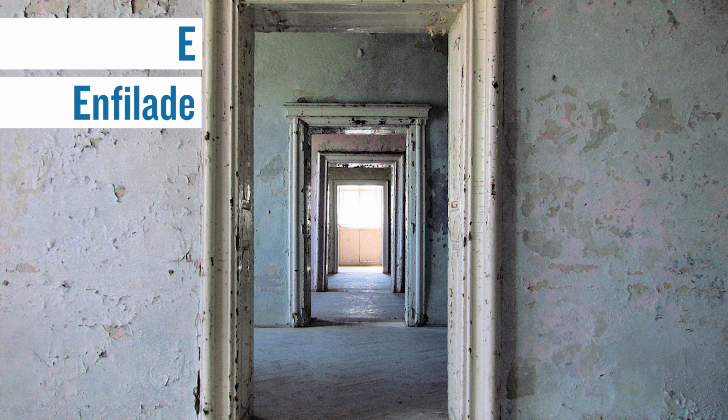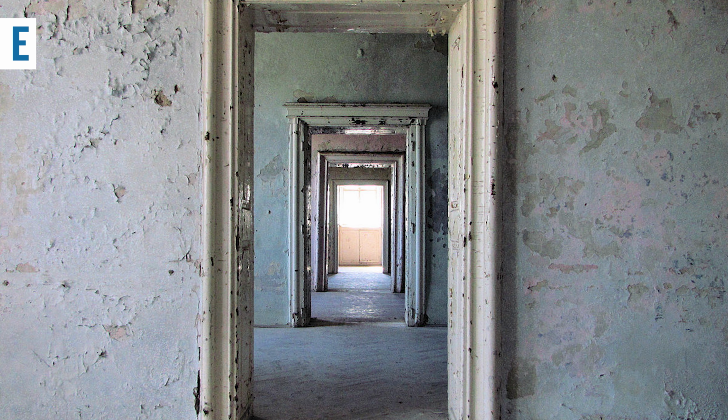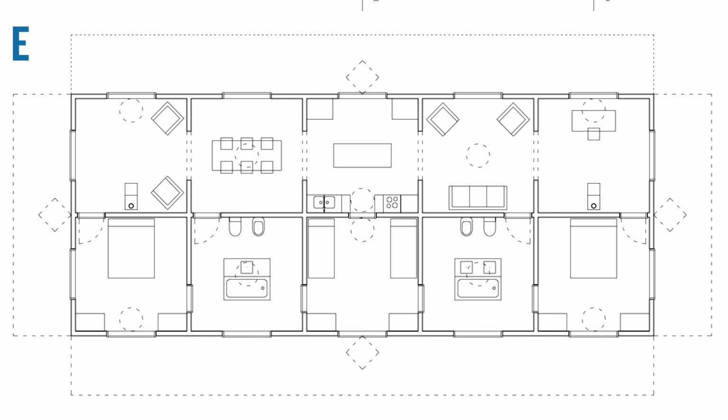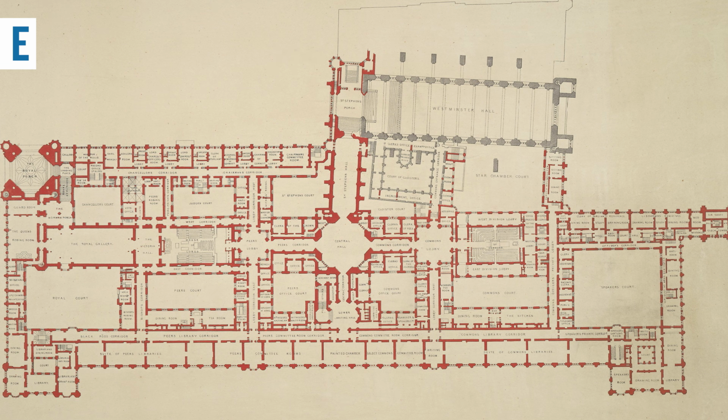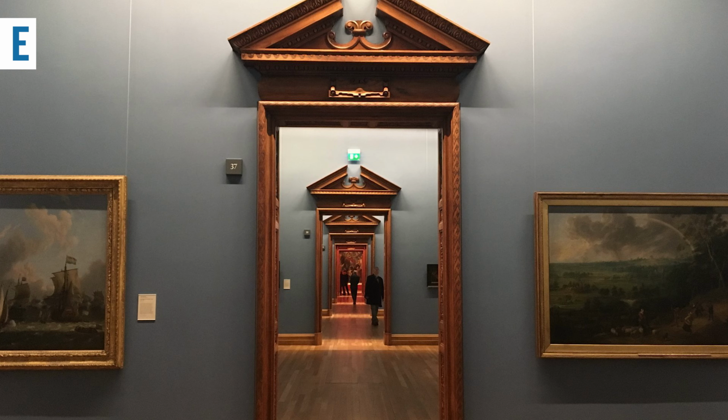E is for enfilade. Enfilade describes a series of rooms, usually in a line, and usually connected together directly without a separate hallway. This arrangement is especially useful for programs like a museum, where galleries are connected in succession and people can ramble through and spend time wherever they want to.